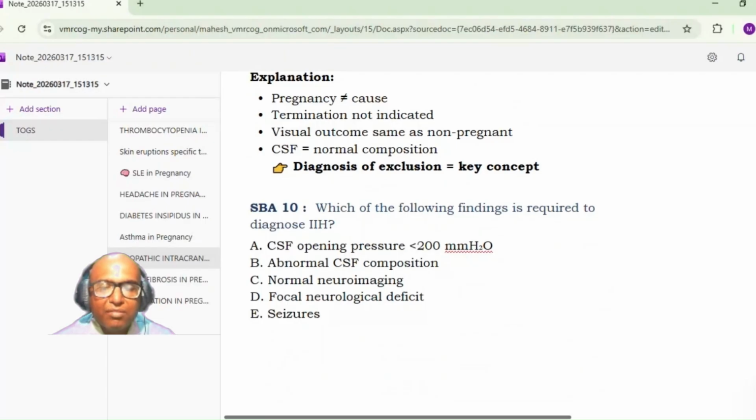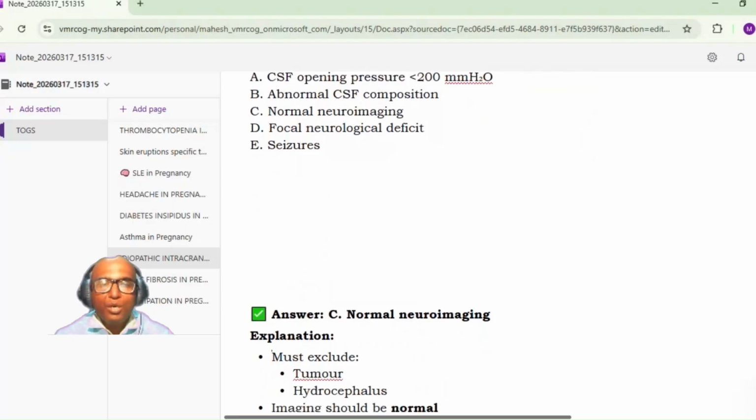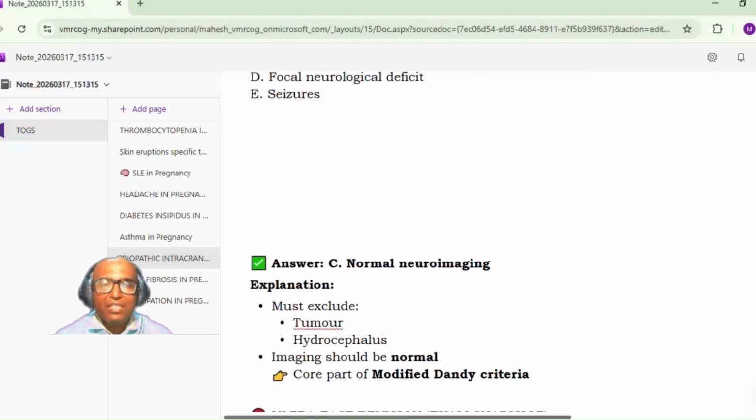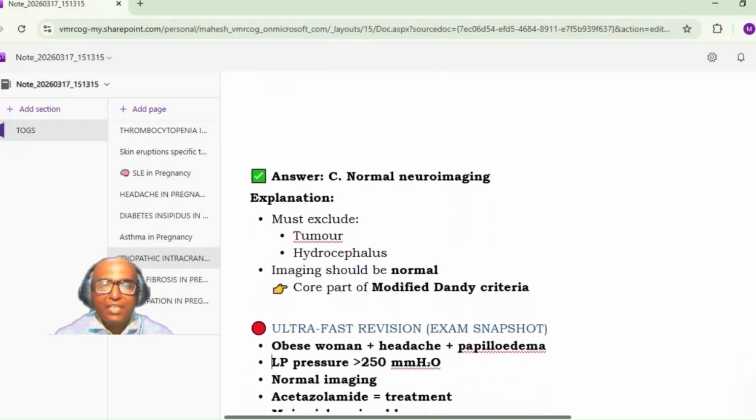Next. Which of the following findings is required to diagnose IIH? A. CSF opening pressure less than 200 mm H2O, B. Abnormal CSF composition, C. Normal neuroimaging, D. Focal neurological deficit, E. Seizures. It is C, normal neuroimaging. You have to exclude tumor and hydrocephalus. Imaging should be normal. This is a core part of the modified Dandy criteria.